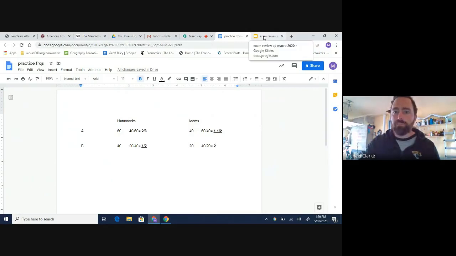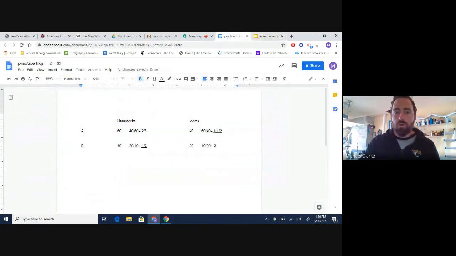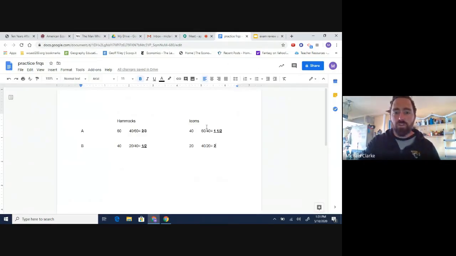So let's go back and look at some of the questions here. Question A says, what's the opportunity cost to produce a loom in terms of hammocks for country A? All right, so you look at country A, it would take them 1.5 hammocks to produce a loom. So that would be your answer. Okay, 1.5 hammocks. For part B, it says, which country, if either, has a comparative advantage in producing looms? Again, you look at looms, you find the lower opportunity cost, and that is held by country A. So country A would have the lower opportunity cost.